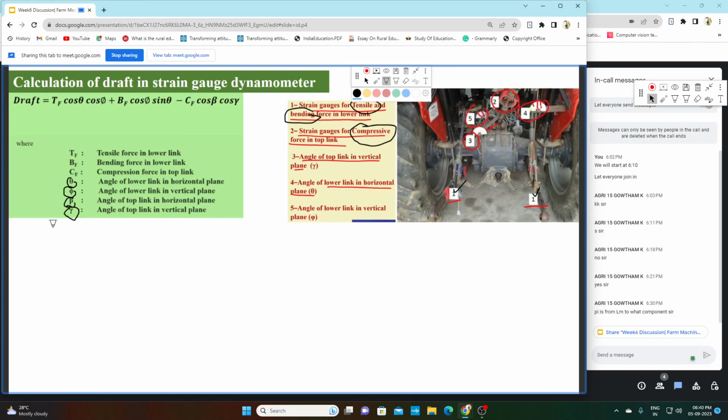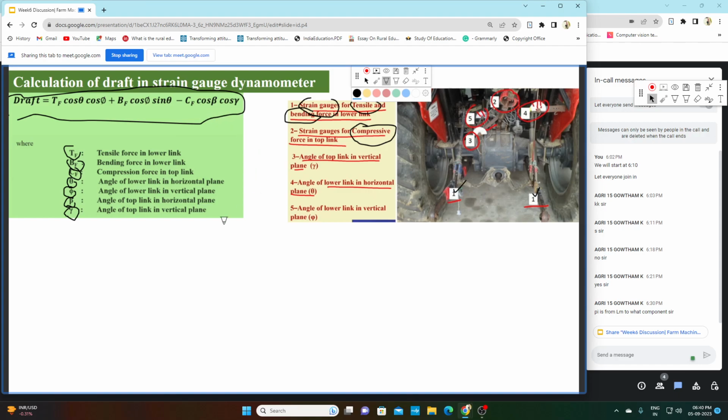And when we have all these angles, and we have three forces measured by our strain gauges, right? One is tensile force, one is bending force, and another one is compressive force. So we have three forces and four angles, and with all this data we can calculate the draft acting on the hitch of the tractor, and that is Tf cos theta cos phi plus Bf cos phi sin theta minus Cf cos beta cos gamma.